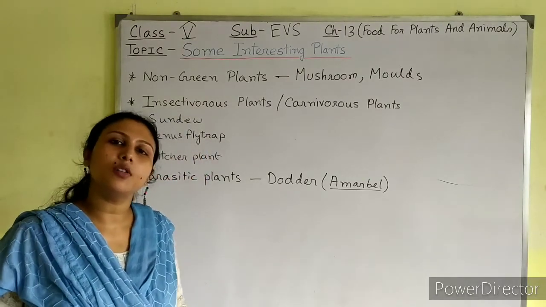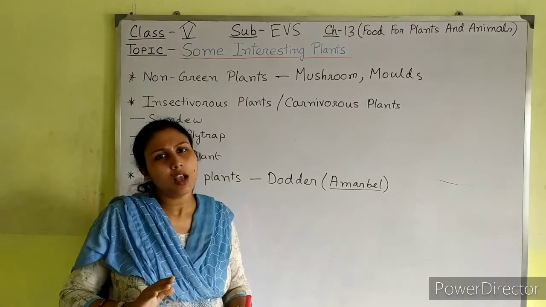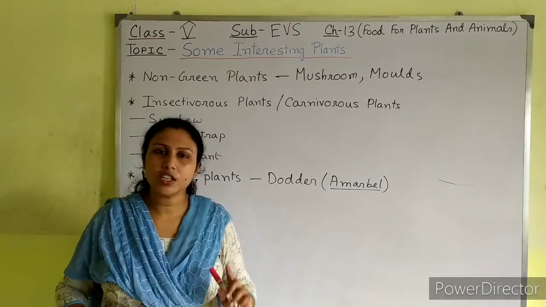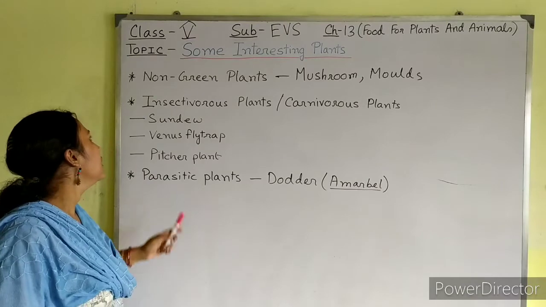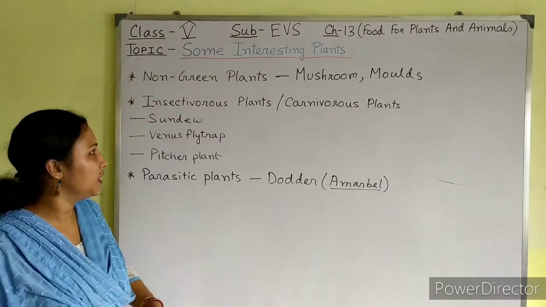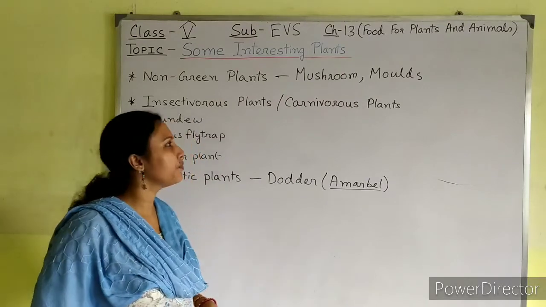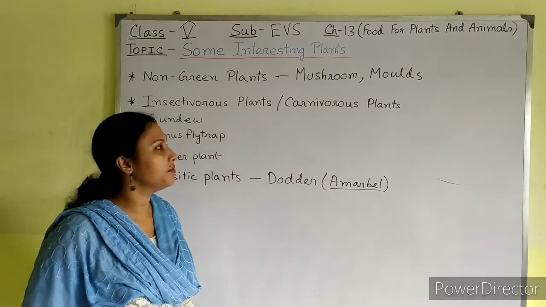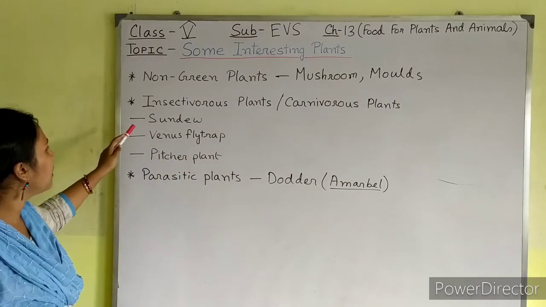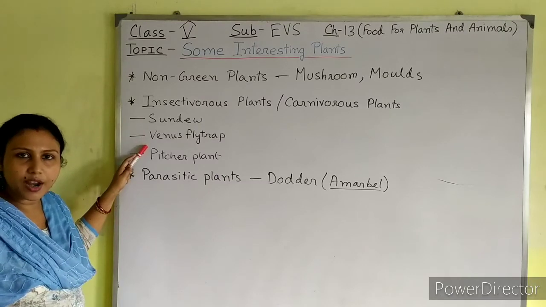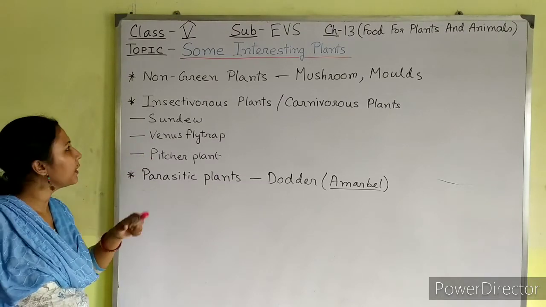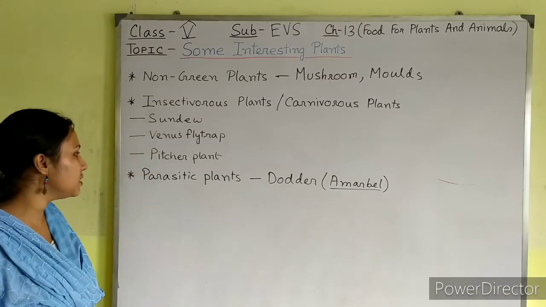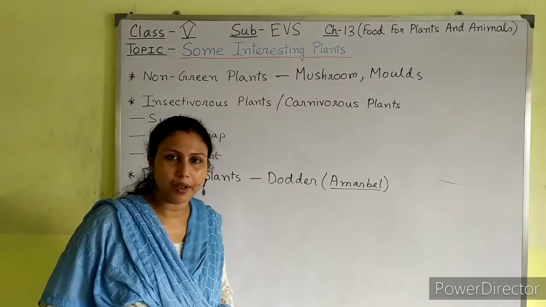But today we will learn about some interesting plants which are a bit different from the general plants and trees. The interesting plants we will learn today are the non-green plants like the mushroom or molds, the insectivorous plants or carnivorous plants. Under it we will learn about the sundew plant, Venus flytrap and pitcher plant. And lastly we will learn about parasitic plants, that is the dodder or the amarbel.